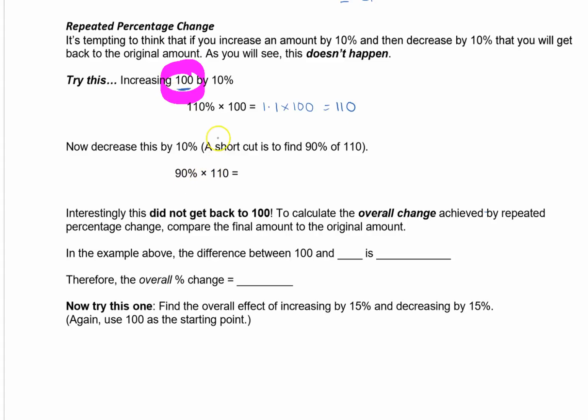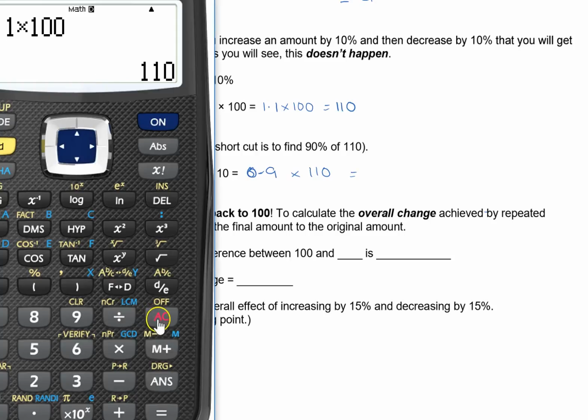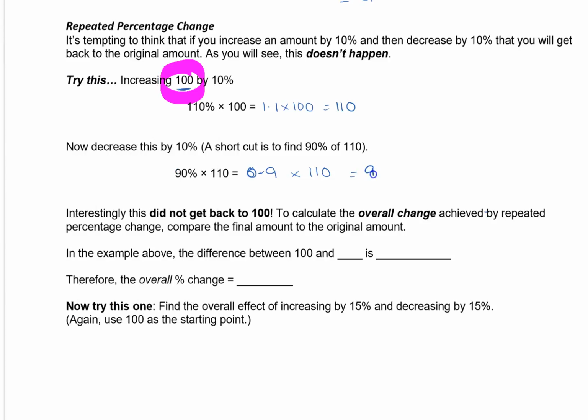Let's see what happens. So 90% is 0.9, and we're multiplying that, and we're getting to our answer in one step with 90%. Go to your calculator. 0.9 for 90% times 110 equals, whoops, you get 99. The answer is 99, and it's not taking us back to 100.